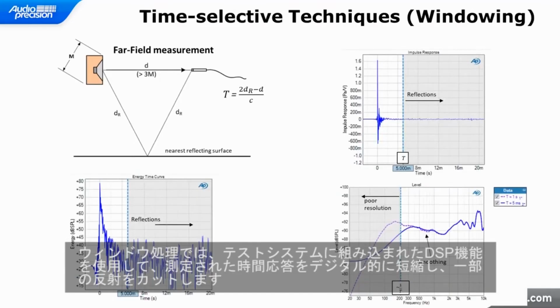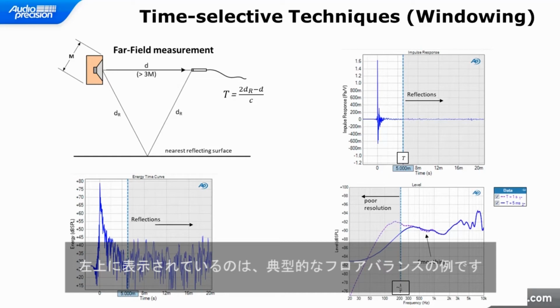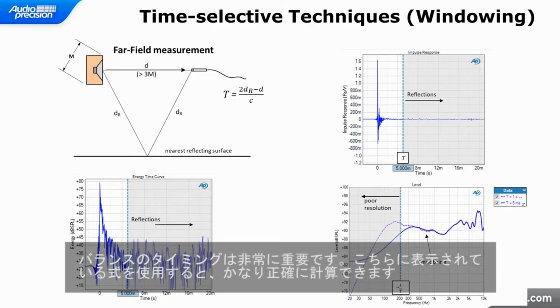Windowing uses DSP capability built into the test system to digitally shorten the measured time response to cut out some reflections. Shown in the upper left is an example of typical floor bounce. The timing of this bounce is very deterministic and, using the formula shown, can be calculated quite accurately.